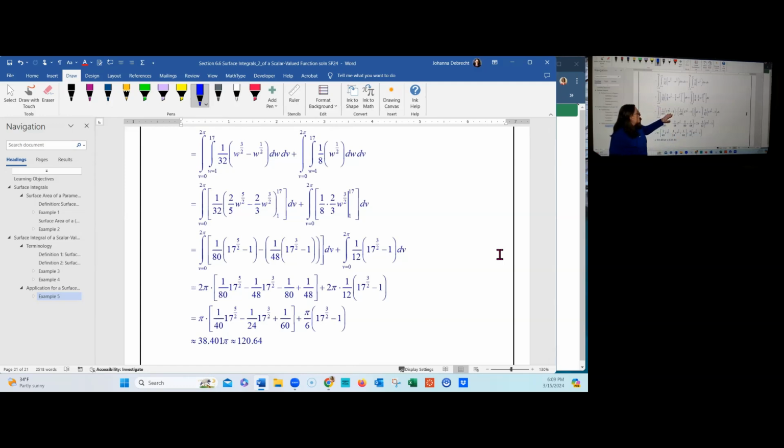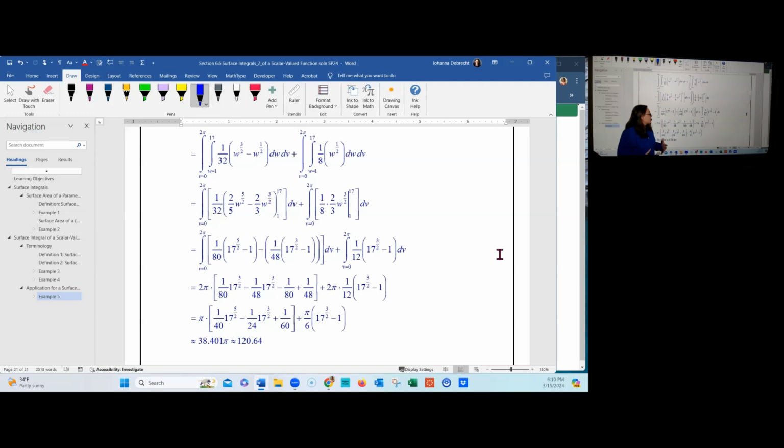When you do this, you're going to get 17 to the 5/2 power minus 1, all multiplied by 1/80, which is 16 times 5, minus 1/48 times the quantity 17 to the 3/2 minus 1. When you simplify the first one, you end up with 1/80 times 17 to the 5/2 minus 1/48 times 17 to the 3/2 plus 1/120. For the second one, when you evaluate, you get 1/12 times the quantity 17 to the 3/2 minus 1.